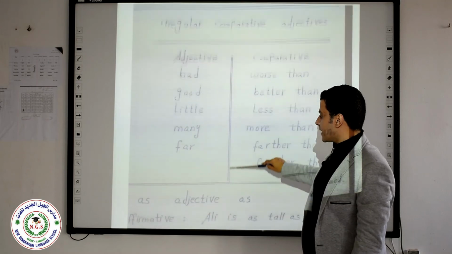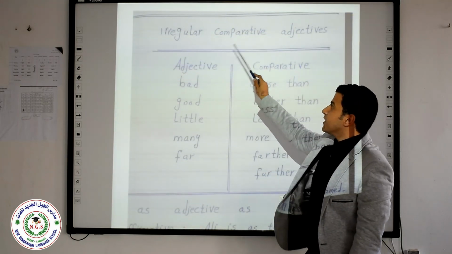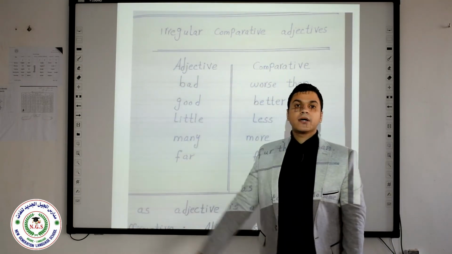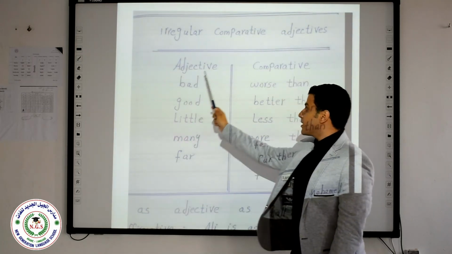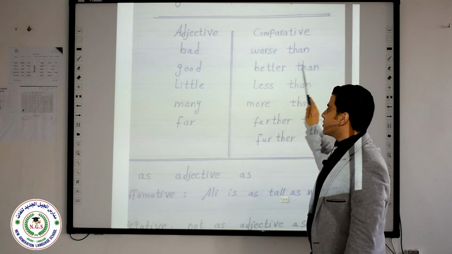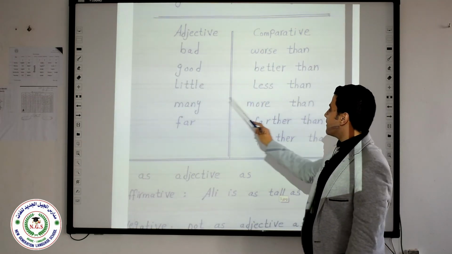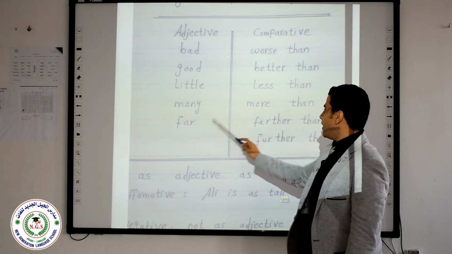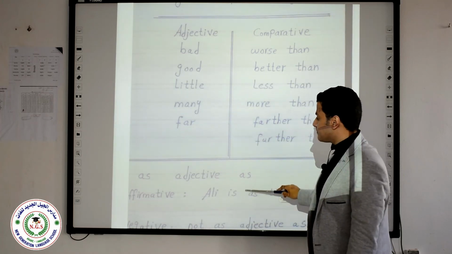The last thing, irregular comparative adjectives, صفات المقارنة الغير منتظمة irregular, ودي طبعا بنحفظها: bad, worse than; good, better than; little, less than; many, more than; far, farther than or further than.